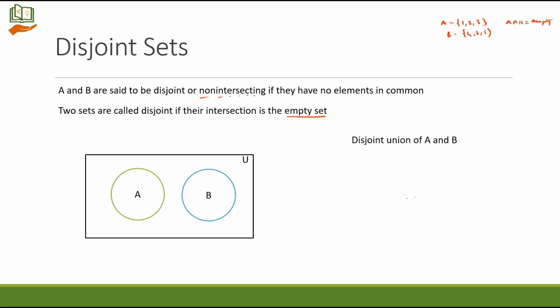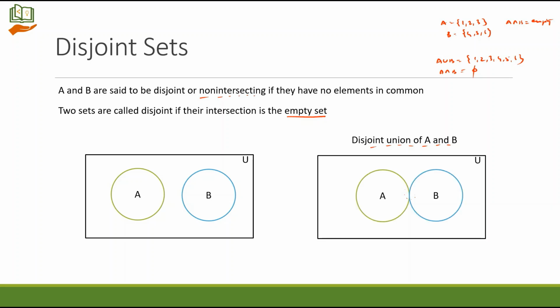Now we will see about disjoint union of A and B. Union means we know the elements of A and B should be taken together. So A union B will give 1, 2, 3, 4, 5, 6. Do you have any elements in A intersection B? No. So we can mark it as empty set notation.